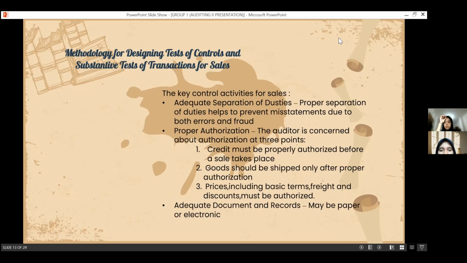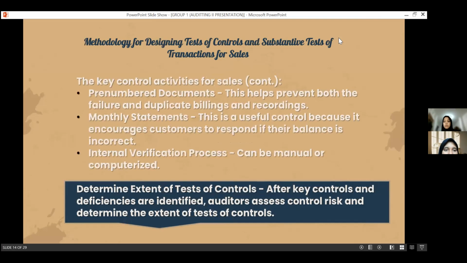And adequate document and record may be paper or electronic. The key control activities for sales are as follows. The first, pre-numbered document. This helps prevent both the failure to bill and duplicate billings and recordings. Monthly statement. This is a useful control because it encourages customers to respond if their balance is incorrect. Internal verification process can be manual or computerized.